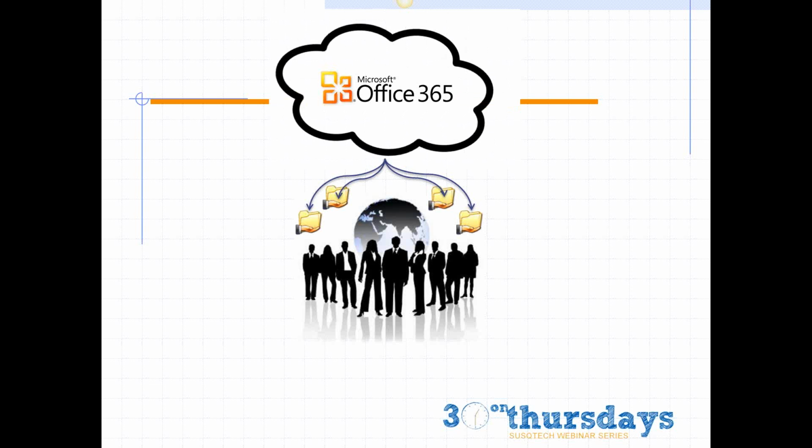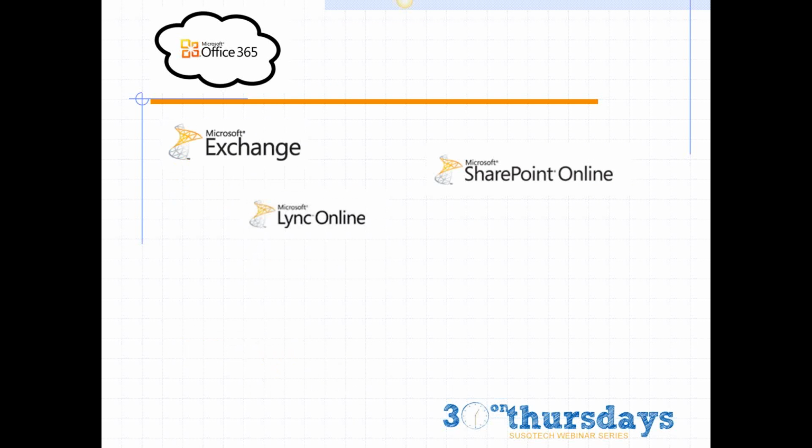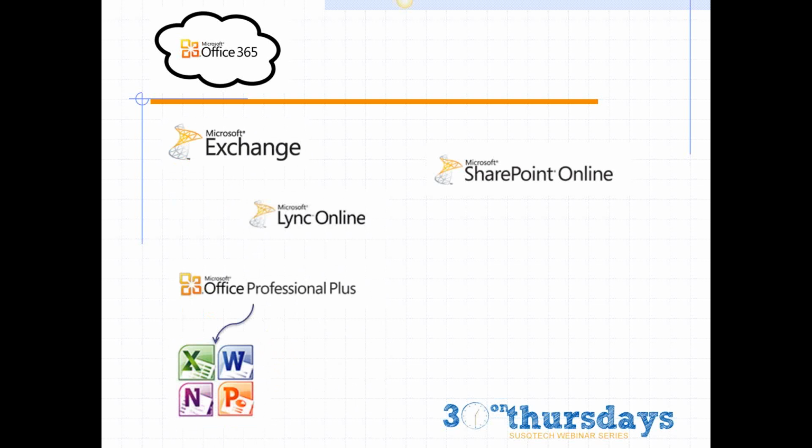But what we're really going to focus on today is the functionality within Office 365 and really what you get with that platform. So with Office 365, you get SharePoint Online. You also get Lync Online. Get Exchange, Office Professional Plus, which is a great addition here to Office 365. A lot of functionality you get out of this, along with Office Web Apps. So we're going to review each of these items today in a little bit more detail.